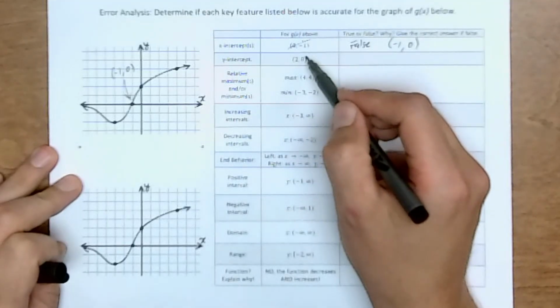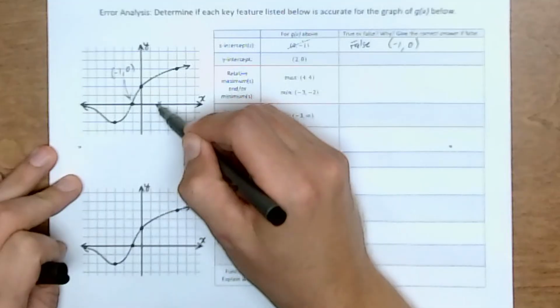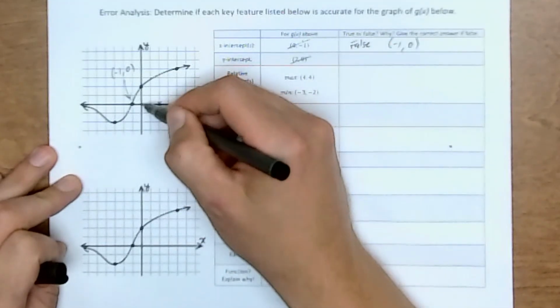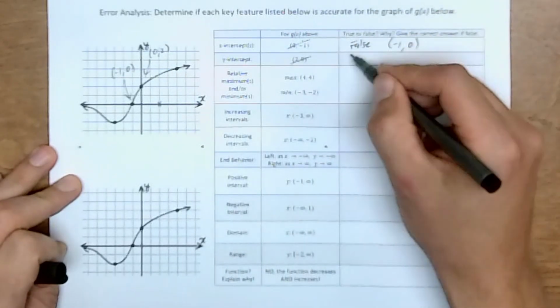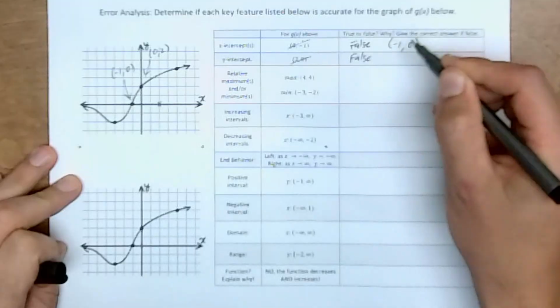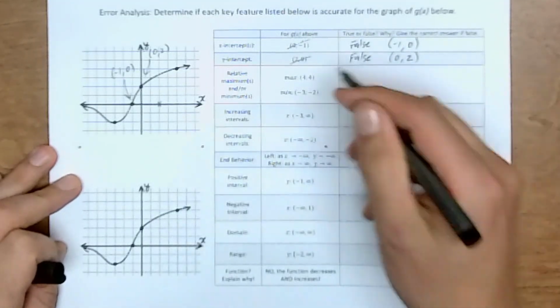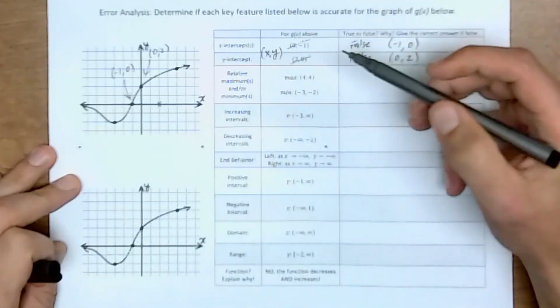The y-intercept, unfortunately, something similar is happening. It is not 2 units over 0 units up, 2, 0. That would be wrong. It's 0, 2. So often students just get things mixed up occasionally and switch the order. It's x and then y values for every coordinate.